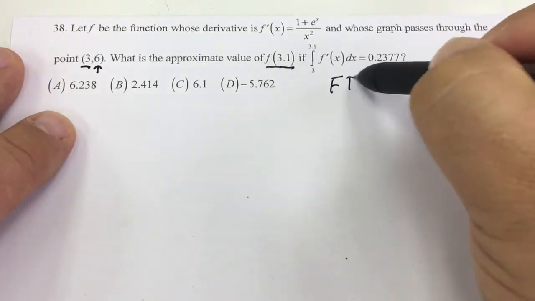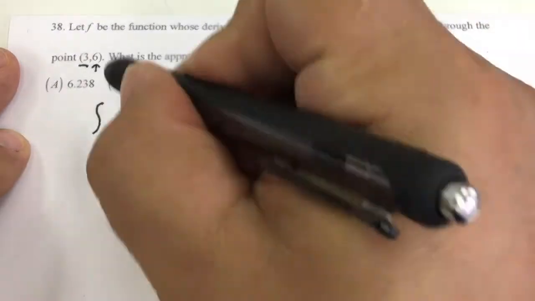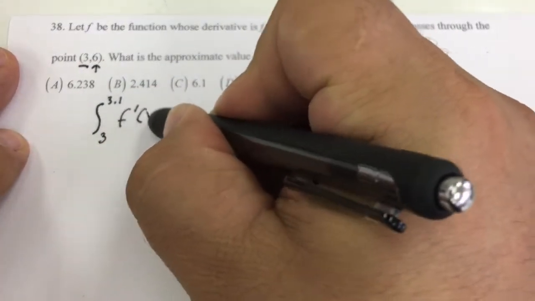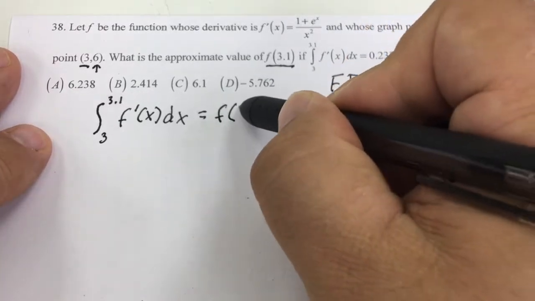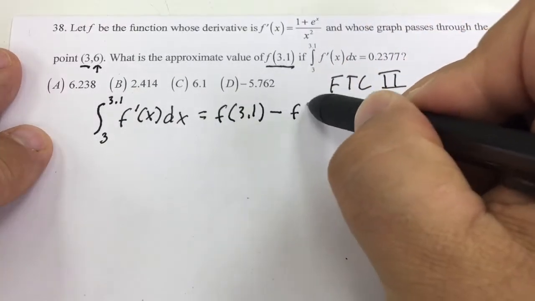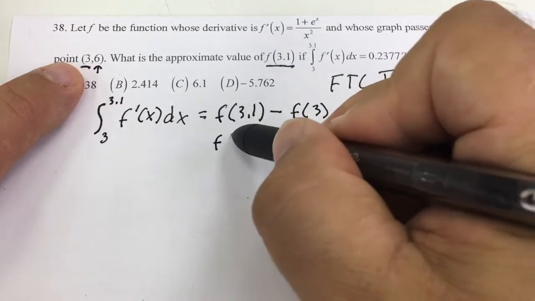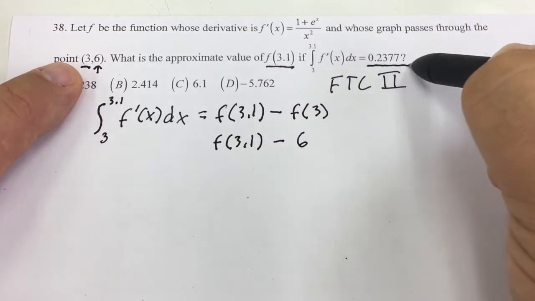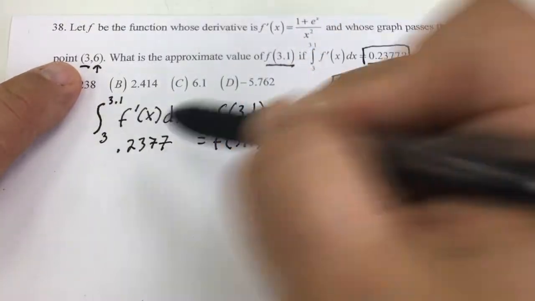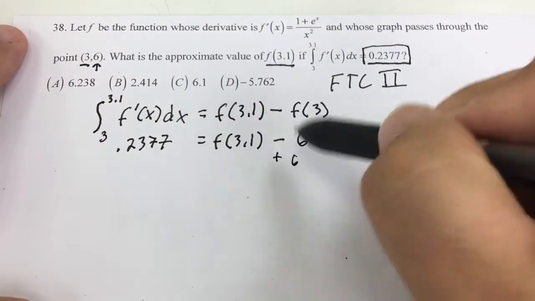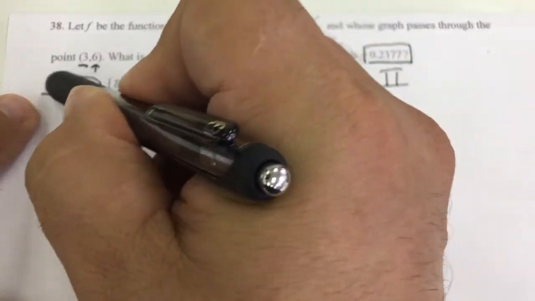So I'm going to use good old FTC part 2 to solve this. The integral from 3 to 3.1 of f prime of x dx is going to equal f of 3.1, and that's what I'm looking for, minus f of 3. Now, f of 3 is 6, so minus 6. They already calculated the integral for me, so that's going to equal 0.2377. I'm just going to solve this for f of 3.1. I add 6 to both sides, and that gives me 6.2377, which rounds to 6.238.